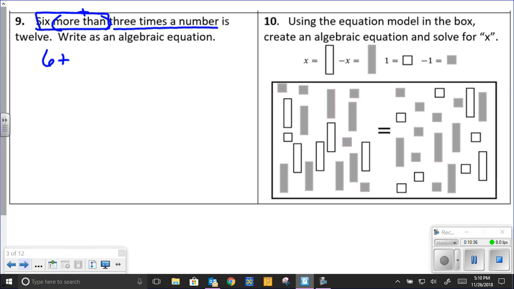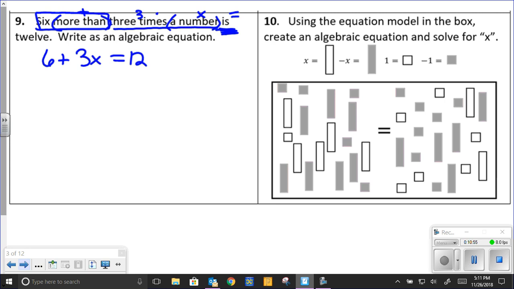Okay, 3 times the number means 3x, because some number, this here is going to be x, and this is 3 times whatever that is. So this is 3x. Is 12. Remember, this word is my equal sign. So that's is, and then 12, of course, is my number. So I can have it like this.